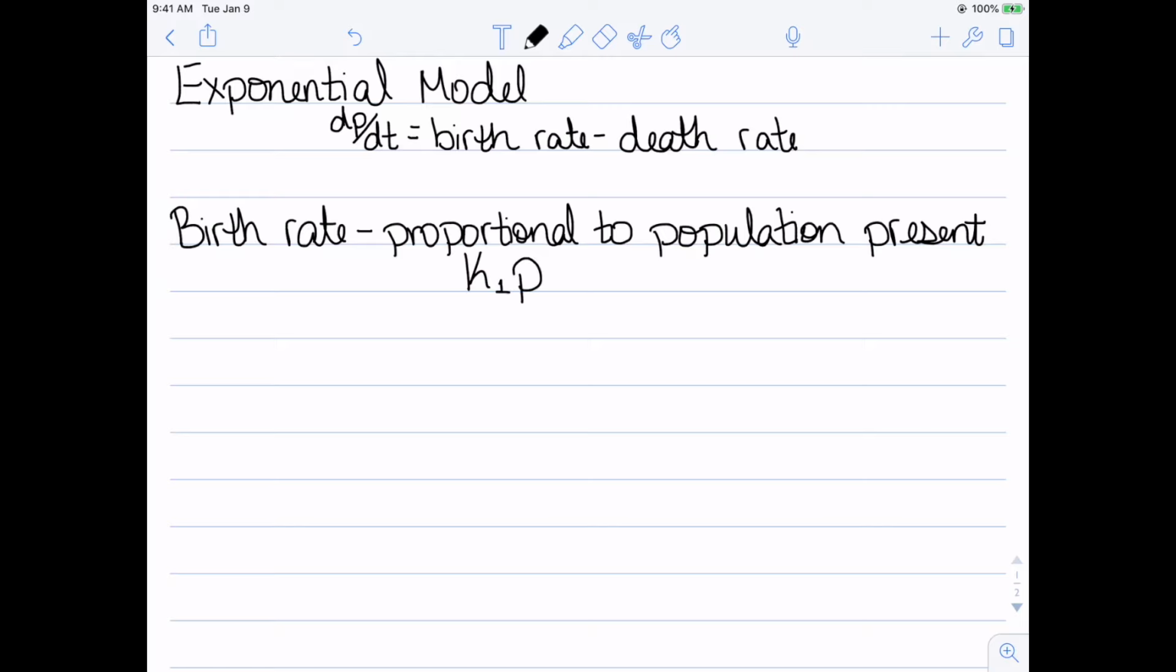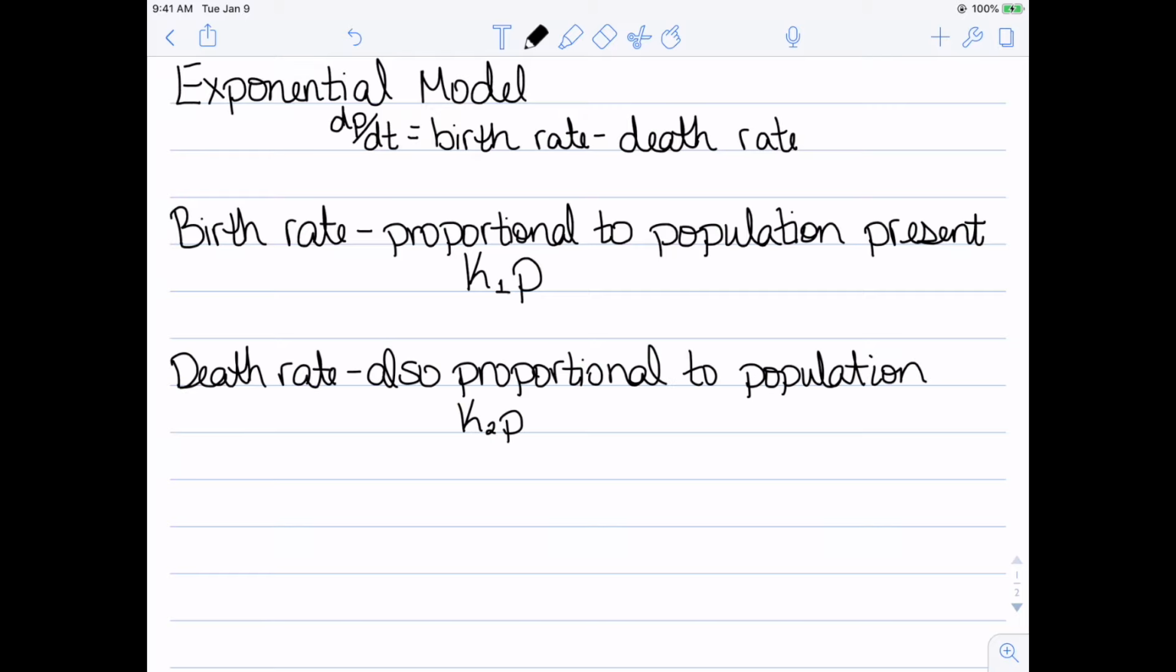We'll call this K1 times P. So K1 will be our birth rate. For the exponential model, we also assume that our death rate is proportional to the population, which we'll say K2 of P. So K2 is our death rate. So this essentially assumes that the only reason you're dying is from old age. So this is modeled by dP over dt is equal to K1P minus K2 of P, which is the same as KP, where K is K1 minus K2.